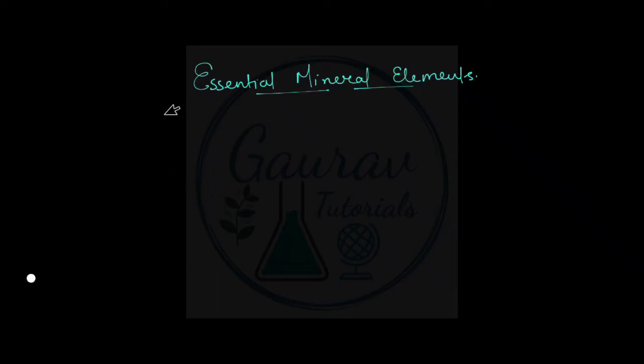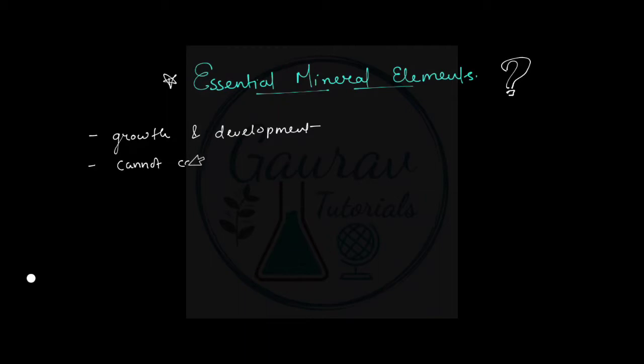Hello there. In this video, we will be talking about essential mineral elements. So comes a question, what are these essential mineral elements? Essential mineral elements are a group of elements which are required by the plants for growth and development. In the absence of these essential mineral elements, the plant cannot complete its life cycle. Then such an element is referred to as a mineral element of essential type.